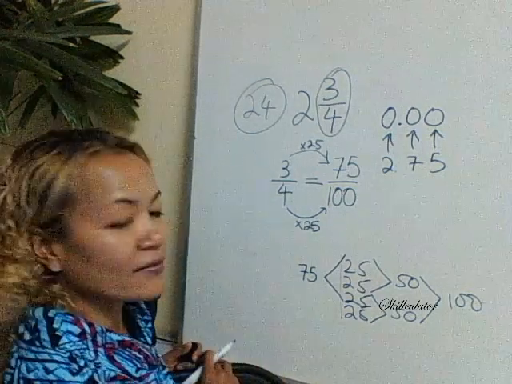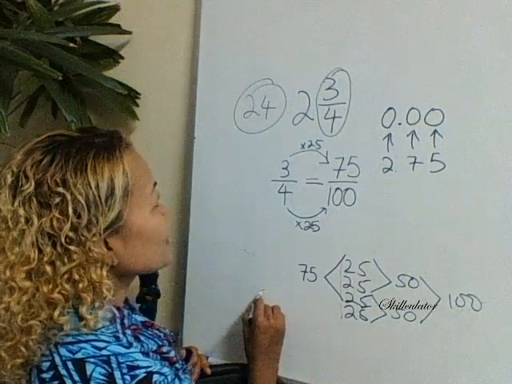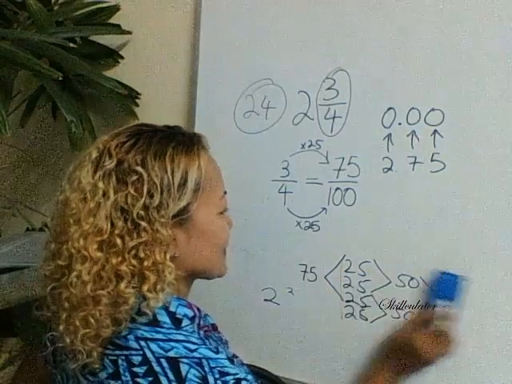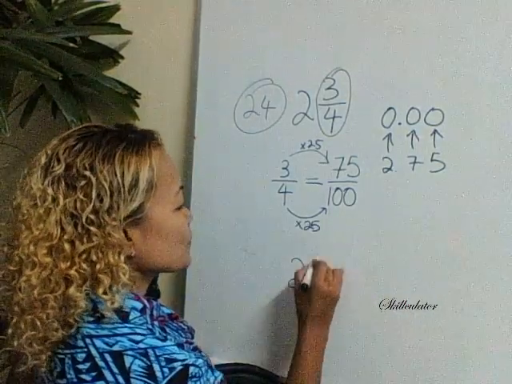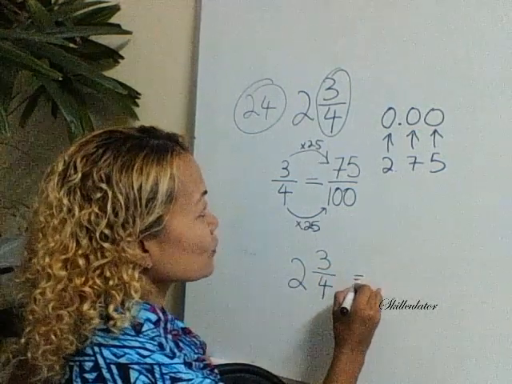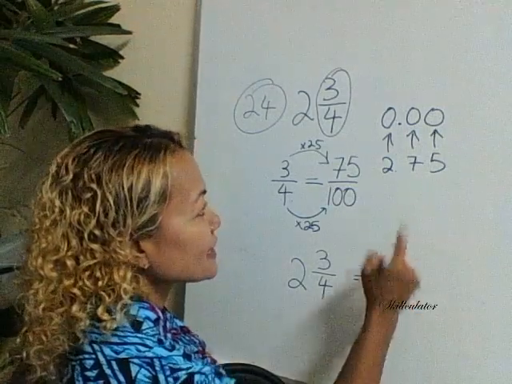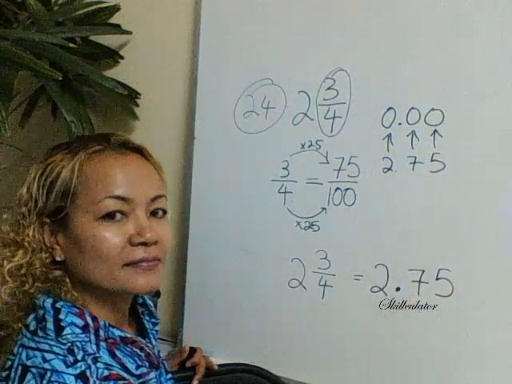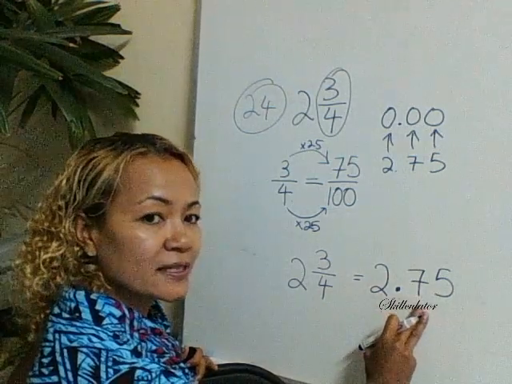So the answer, I have not got much clean board left here. 2 and 3 over 4 is equal to, we'll rewrite that, 2.75. That is that mixed number converted to a decimal.